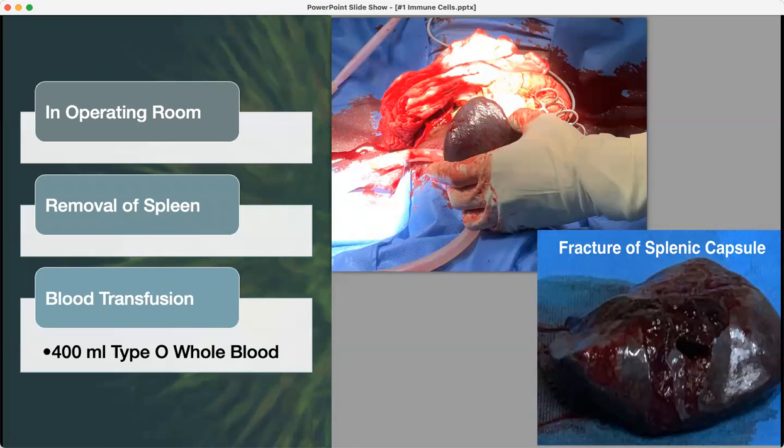So in the operating room, he had a removal of his spleen, and he had to be transfused blood. Quite a bit, actually, 400 cc's of type O whole blood, which is the universal donor. And this is his spleen. So notice that the capsule is fractured. Lots of blood loss with that.